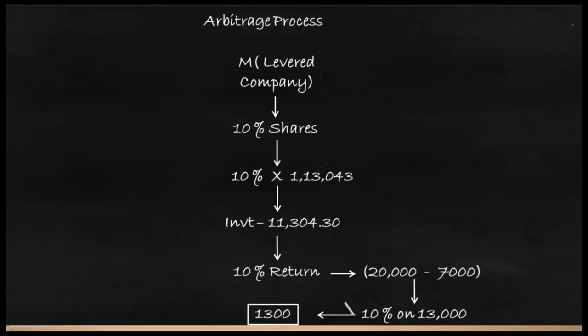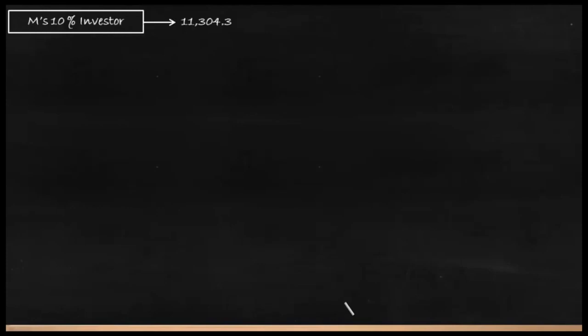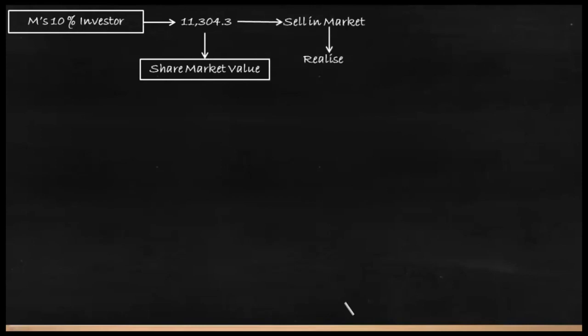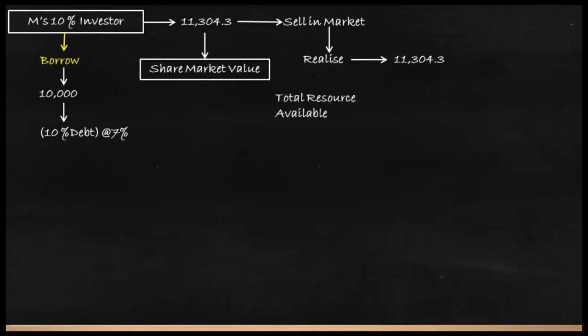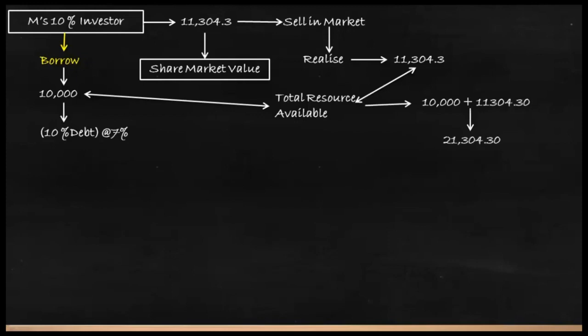In our example, M, the levered company, had high value, whereas N, the unlevered company, had the low value. Now to test this arbitrage process, let's say this 10% investor who is holding 11,304.3 at its market value is going to sell in the market and realize 11,304.3. Now he should borrow 10,000 at 7%. So the total resources available with this investor now is 10,000, which has been borrowed, plus 11,304, which has been realized by selling the stake. So with this 21,304, he should invest in N for a 10% stake, which is 10% of 2 lakhs.